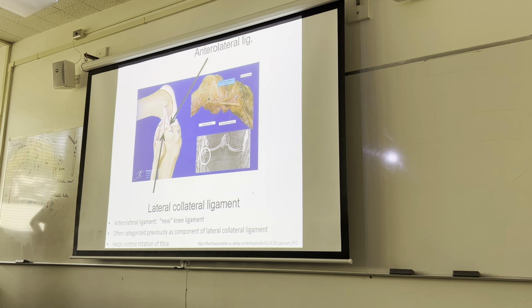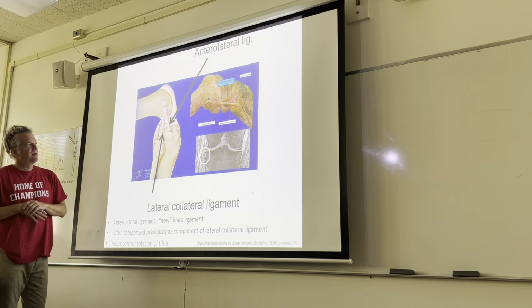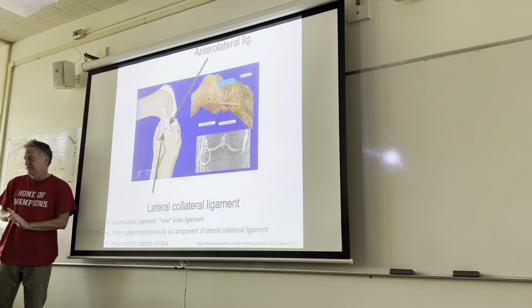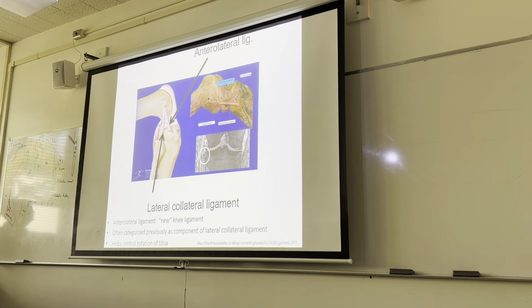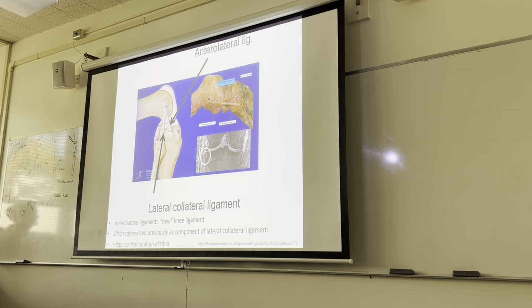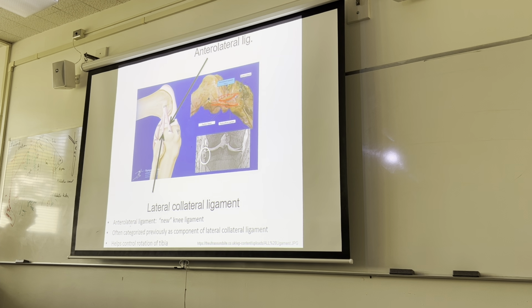This is interesting. This is a potential so-called new knee ligament. If you look here, this is the major lateral collateral ligament. And what these folks are claiming is, whoa, look at this little guy here. There's a new ligament in the human body that we never knew about. We're going to call it the anterior lateral ligament.